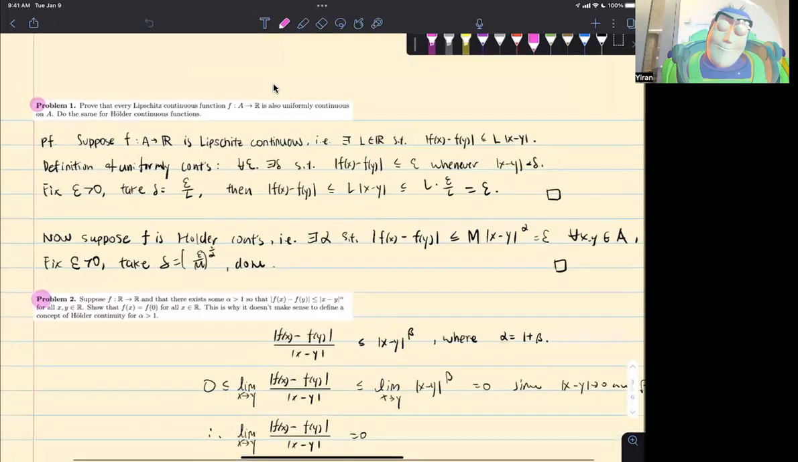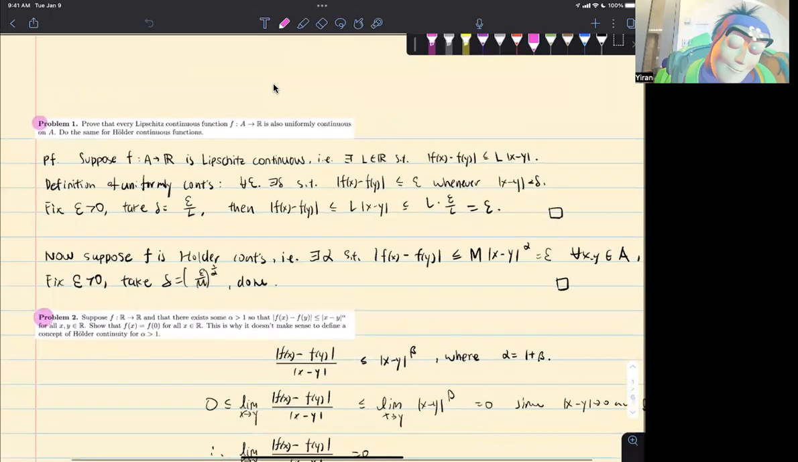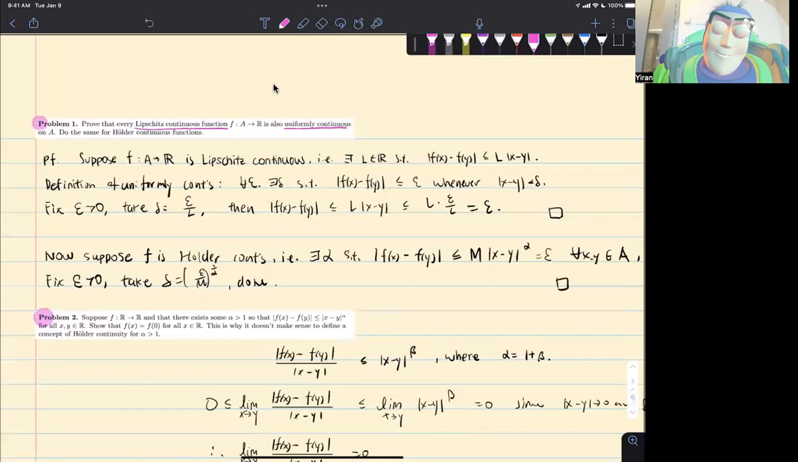So let's look at problem one. It asks us to prove that every Lipschitz continuous function f is also uniformly continuous on A. So when you look at this problem, you need to first think about what is the definition for a Lipschitz continuous function and what is the definition for a uniformly continuous function. Of course, you need to know what is the definition for continuity, right? So there are actually two parts. The first one is about Lipschitz continuity, and the second one is about Hölder continuity. Let's just focus on the first part right now.